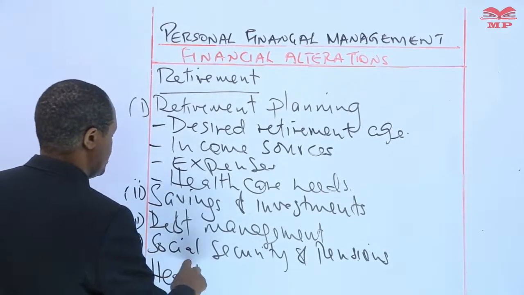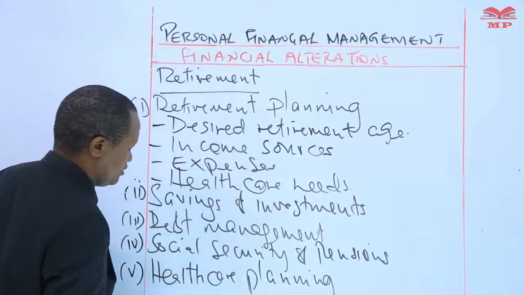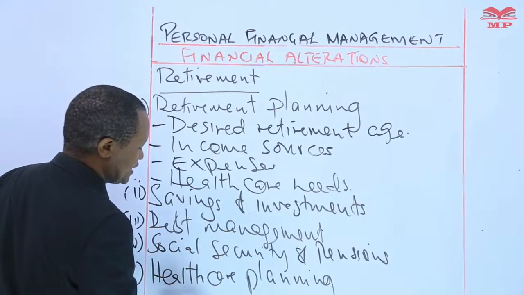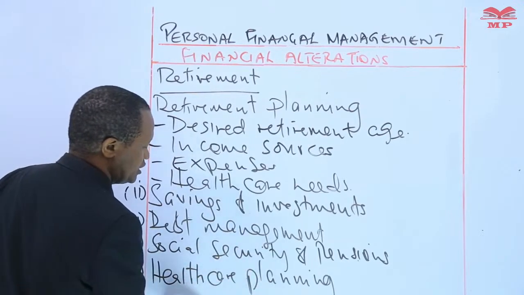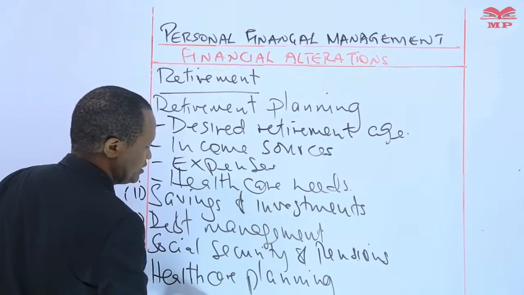Number 5, healthcare planning. One ought to consider potential healthcare costs in retirement and research Medicare and other insurance options. Because one of the thorny issues in retirement is the health of an individual. So it's critical to plan for one's health, what we are calling here healthcare planning.